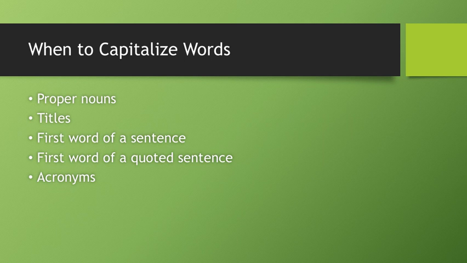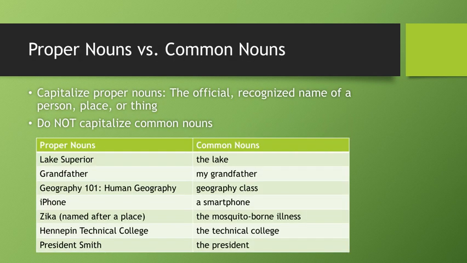All right, and lastly, when to capitalize words. The one you're probably most familiar with is that proper nouns need to get capitalized, titles need to get capitalized, first words of a sentence need to get capitalized, and then some less common ones. If you're quoting a sentence, the first word needs to be capitalized, and acronyms. So for proper nouns, those are official recognized names of a person, place, or thing that we need to capitalize.